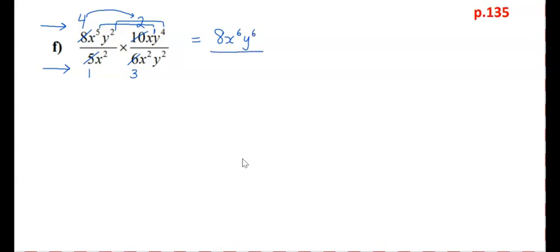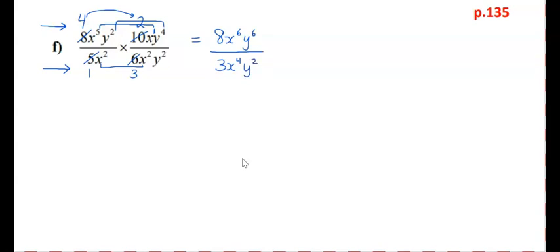Over coefficients now on our denominator. 1 times 3 is 3. And then we have x squared multiplied by x squared. 2 plus 2 is 4. We add our exponents, my bad. And then we don't have a y. We only have y squared, so we bring that along.